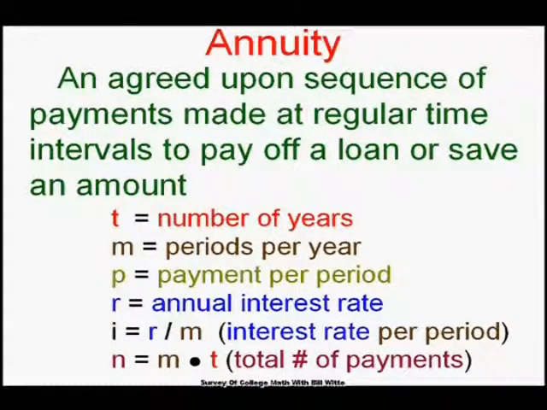And N is the total number of periods. Well, if you have M periods per year for T years, N, for number, is going to be M times T. Okay? Got a lot of variables here. They usually give you most of them.